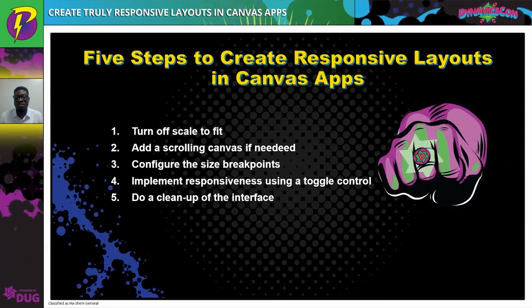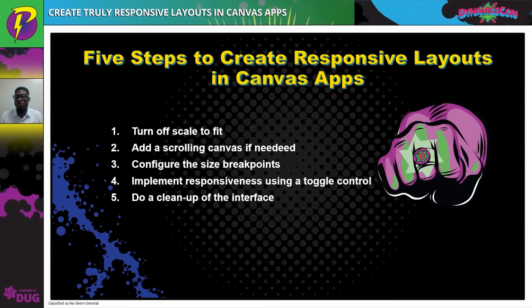the size breakpoints. Now, the size breakpoint is what Canvas apps use to switch between the different screen sizes. So it's the variable Canvas apps use to know what screen it's currently on. Then you need to configure that so that it can work for the screen size you intend to make it work for. Then the next thing you have to do is to implement responsiveness using a toggle. Later on, I'm going to show you why using a toggle is very important for this method.